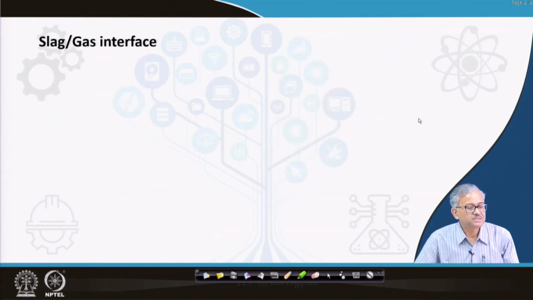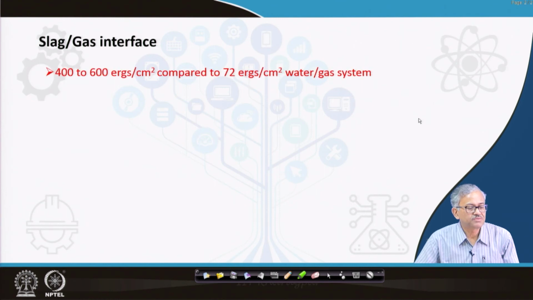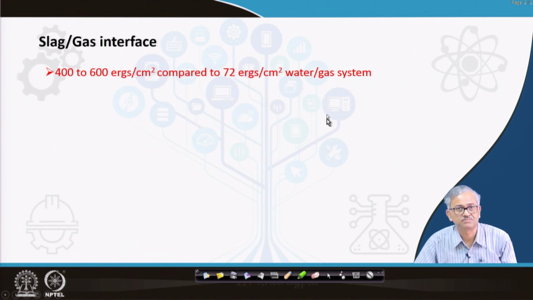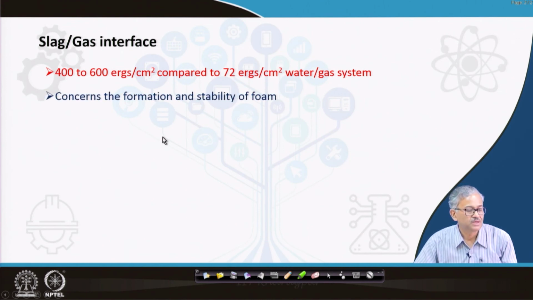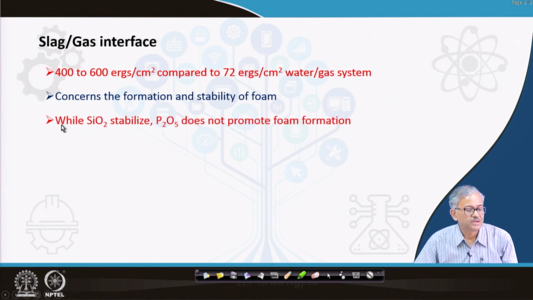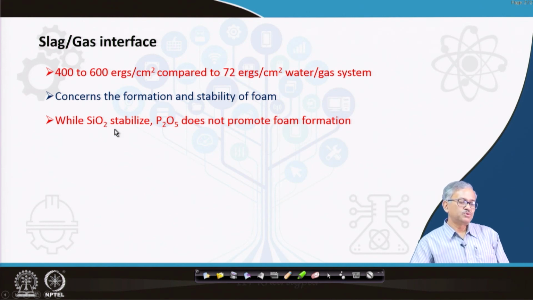Another thing you can consider now is the slag gas interface. The slag gas interfacial tension is also not very low. It is 400 to 600 dynes per centimeter. If you compare this value to 72 dynes per centimeter for the water gas system, you can see that it is also quite high, and it concerns the formation and stability of the foam. And it has also again been found that SiO2 stabilizes the foam, whereas P2O5 does not promote the foam formation. P2O5 does not form foam, while SiO2 stabilizes the foam. That is important.